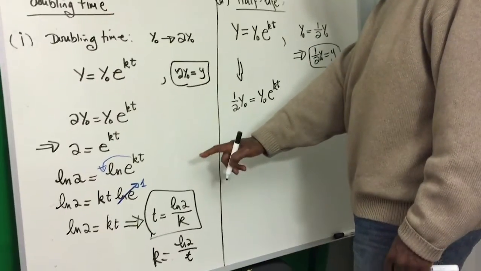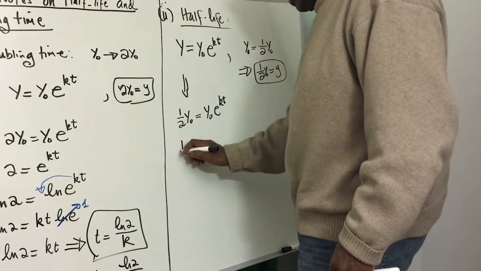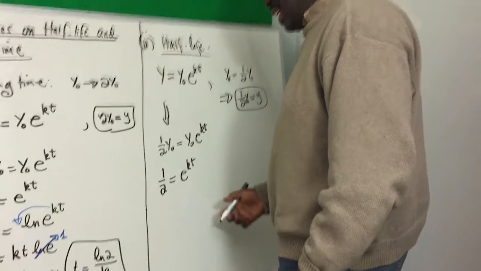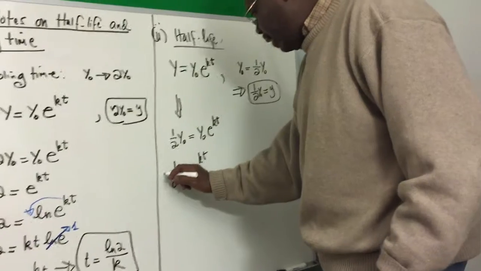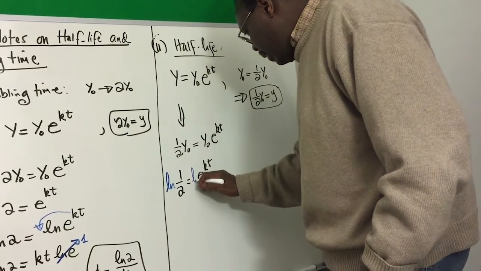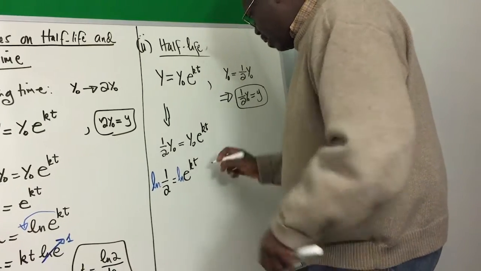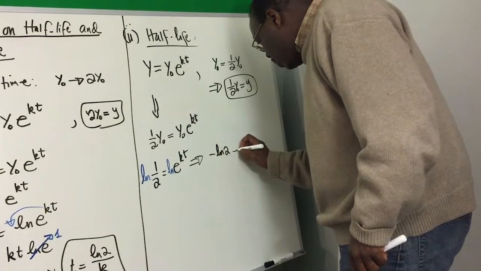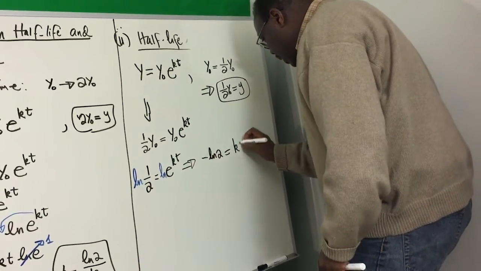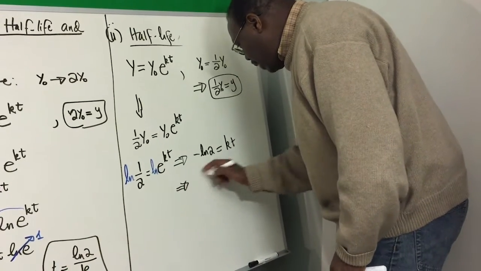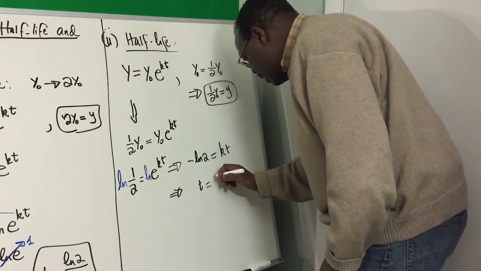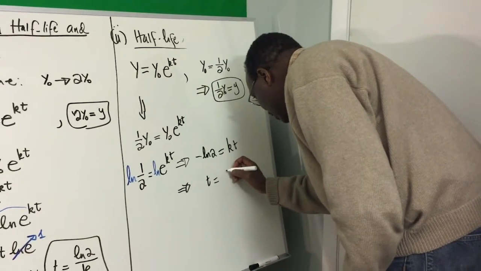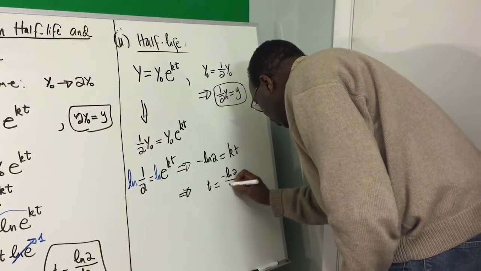Just like what we did in the previous one, we divide each side by y sub 0, and we have 1/2 is e^(kt). Take ln of each side. So this side will be ln of 1/2, and this translates to negative ln 2. And this side is just kt. And now, dividing by k, we get the time it takes an atom to be half its value, and this is negative ln 2 over k.